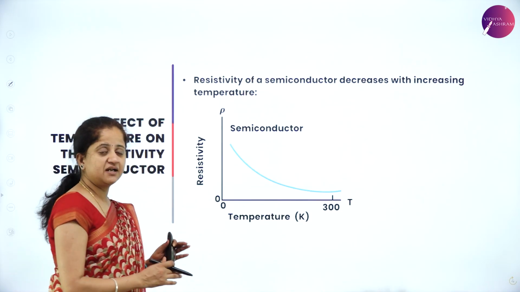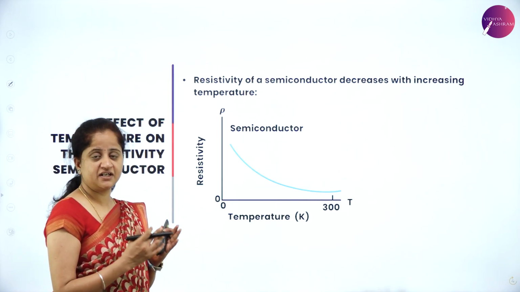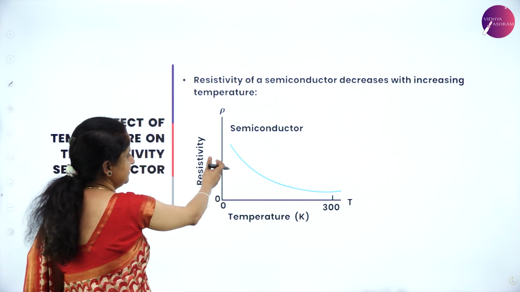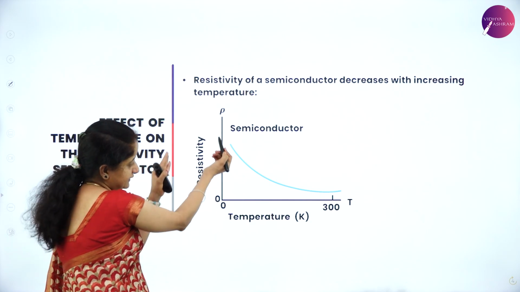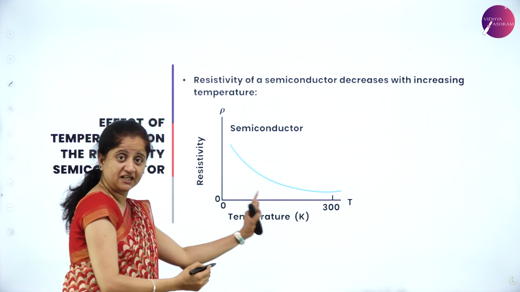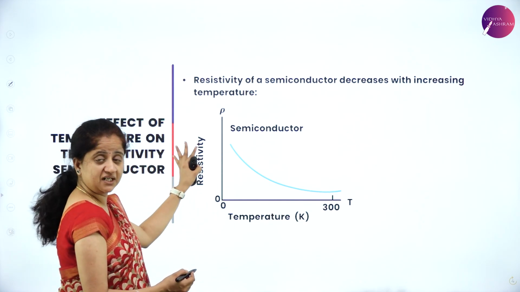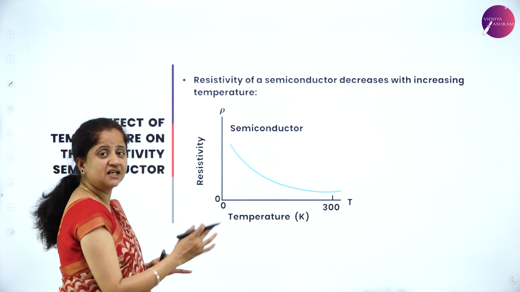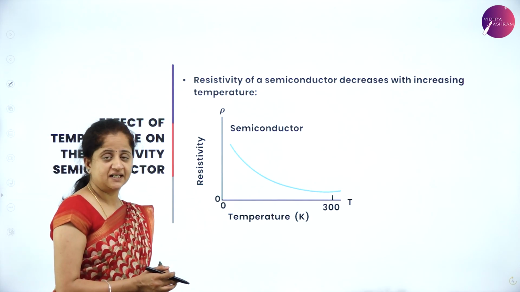So let us now understand how the resistivity varies with temperature graphically for semiconductors. You can observe here the resistivity of a semiconductor is decreasing as the temperature increases. So the resistivity of a semiconductor is inversely related to temperature. As the temperature increases, its resistivity decreases.